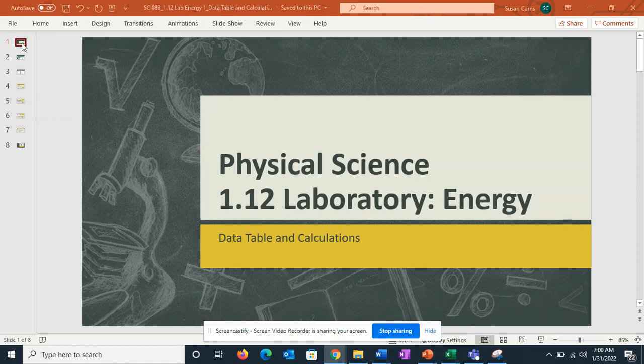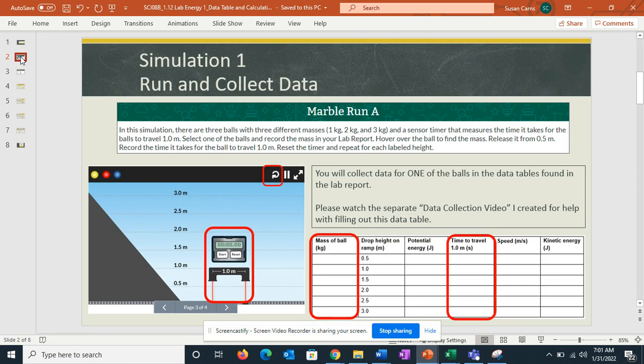In this video, we'll review the calculations needed to complete the data table for the 1.12 laboratory energy. So this is just a review. You've completed this simulation now. You've dropped one of these balls from each height of the simulator. You've indicated the mass of the ball here in the first column. You've indicated the time it took to travel 1 meter for each of these ramp heights.